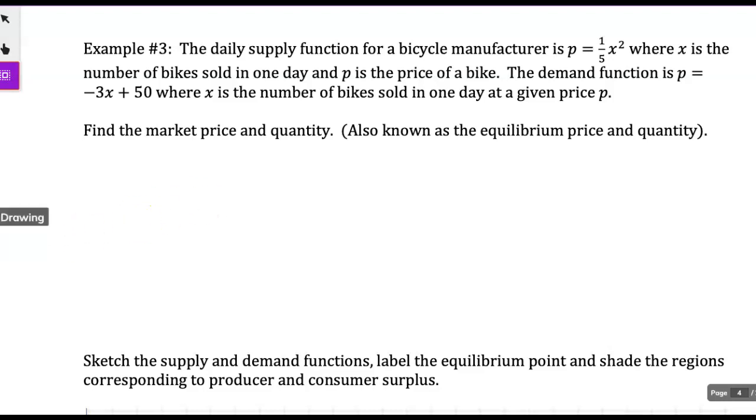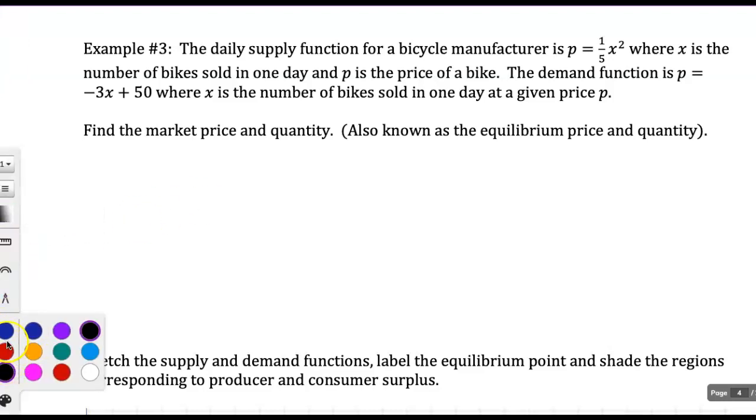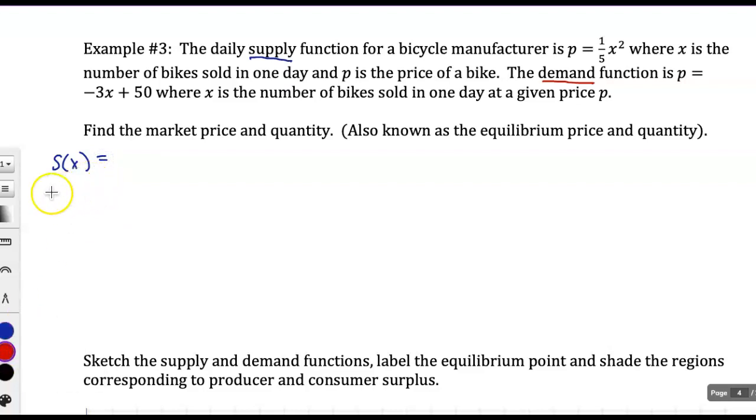Okay, so the first thing I would do when I'm reading the problem is find all the supply stuff and then rewrite a supply function. Because if you look, both of the functions here, so here's the supply right here, and then here's the demand. They're both written as P equals, so I don't really like that. So what I'm going to do is change the supply function to S of X, and change the demand function to D of X, so that it's a little bit easier to understand what's going on.